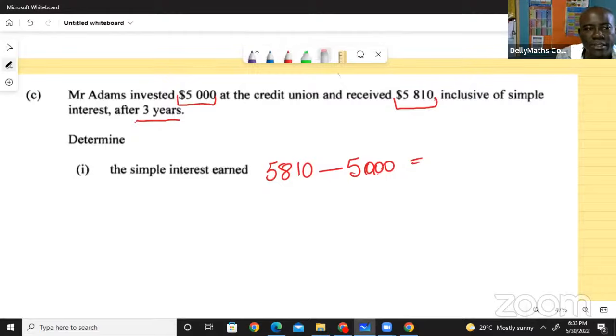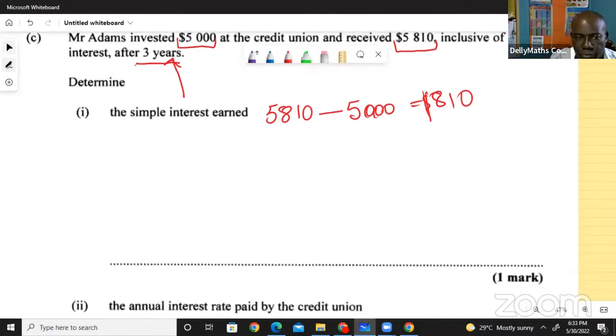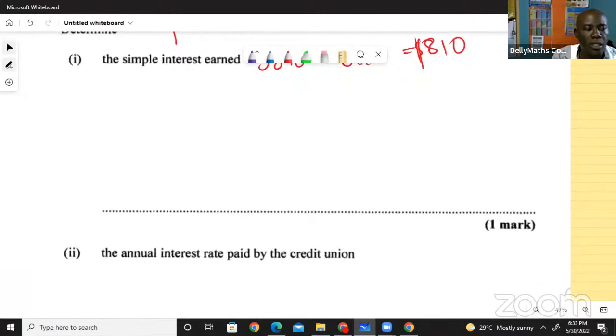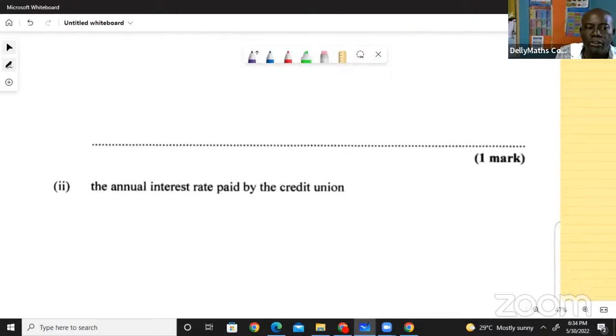So that increase that I saw of $810 would have been the interest that I've earned over that 3 years. And this is not 1 year interest. This is the 3 years interest because we were told that it is 3 years. All right. They want us to work out the annual interest rate paid, right? The annual interest rate paid. So they want to know the rate.